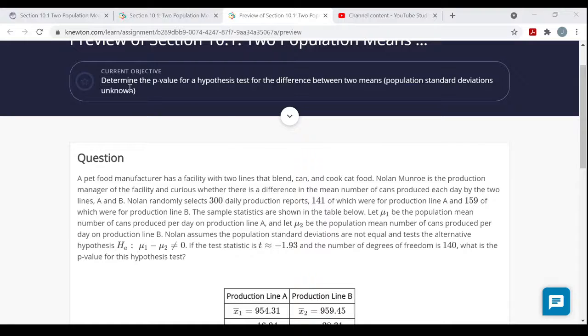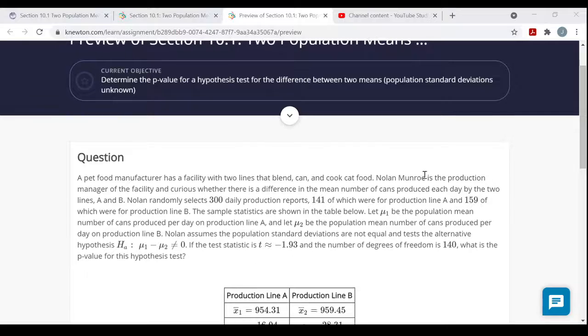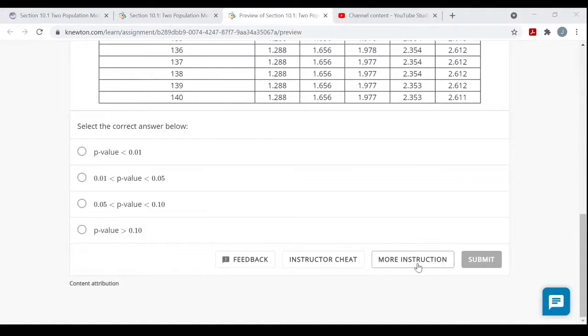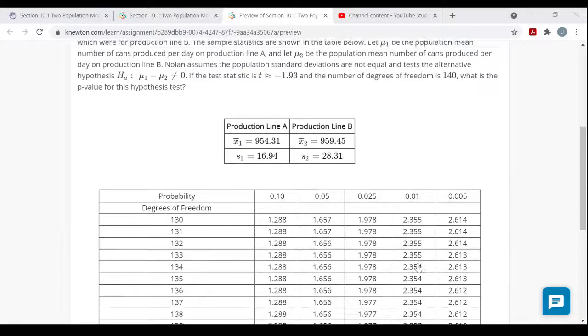If you're unfamiliar with the topic and want to see more about what they have to say on it, please click on More Instruction and look at their videos, their notes, their examples, and hopefully those help you.